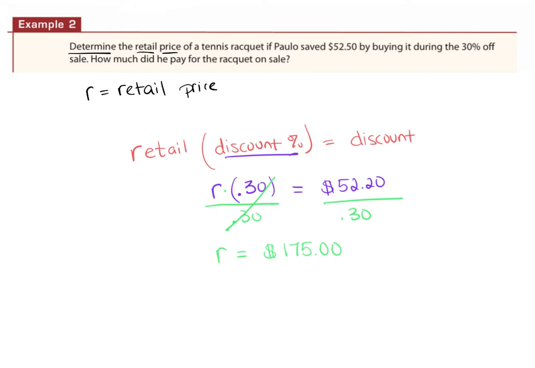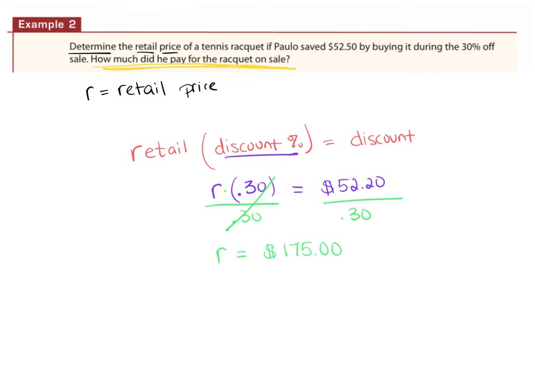All right. Now, determine the retail price. We have done that. Did we fully answer this? What else do they want to know? There's one more thing they want to know here. How much did he pay for it on sale? We found the retail amounts. That was the first thing they said, determine the retail amount. But then they also want to know what he paid for it.